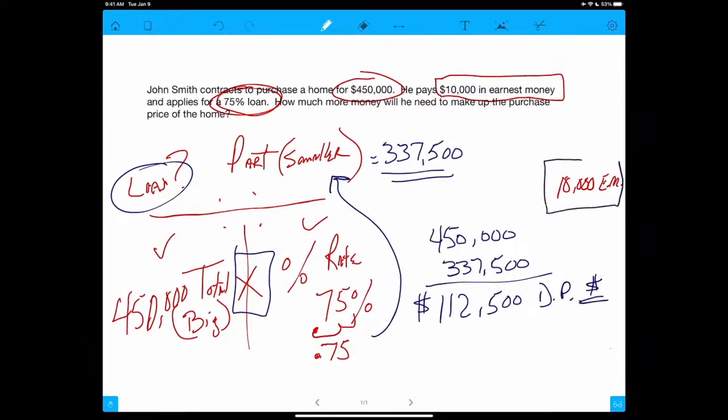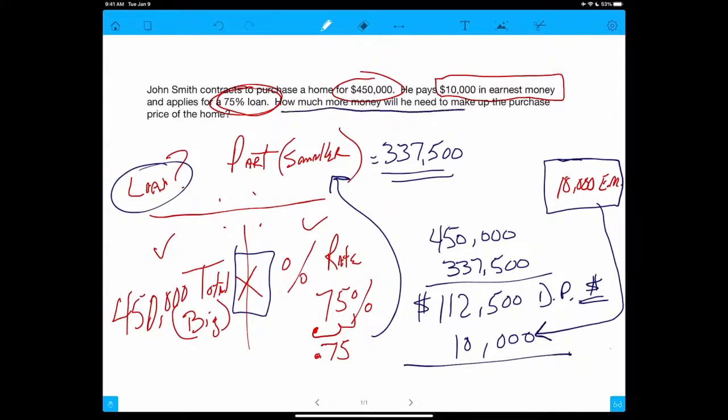But don't forget the additional information in the problem. John paid $10,000 earnest money, which, remember, is a credit to the buyer. So John already has paid $10,000. The question wants to know how much more money he will need to make up the purchase price. Well, the answer is $102,500.